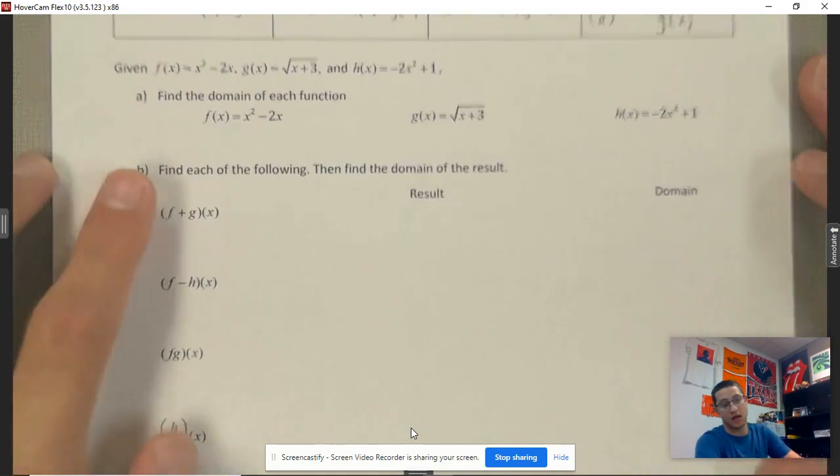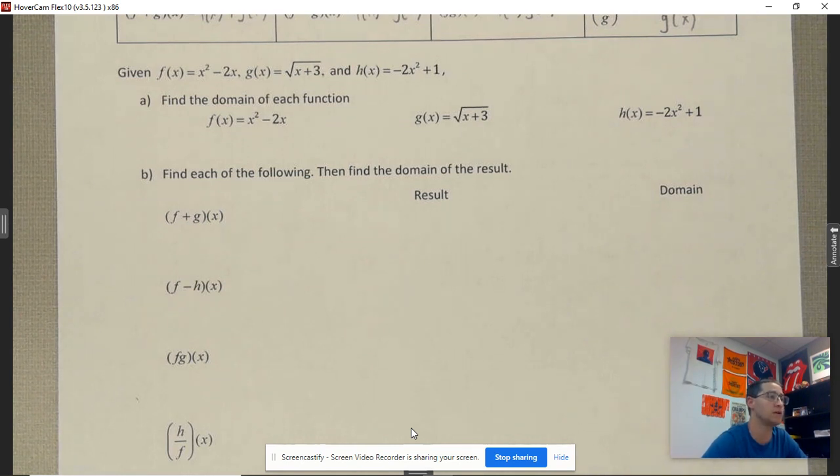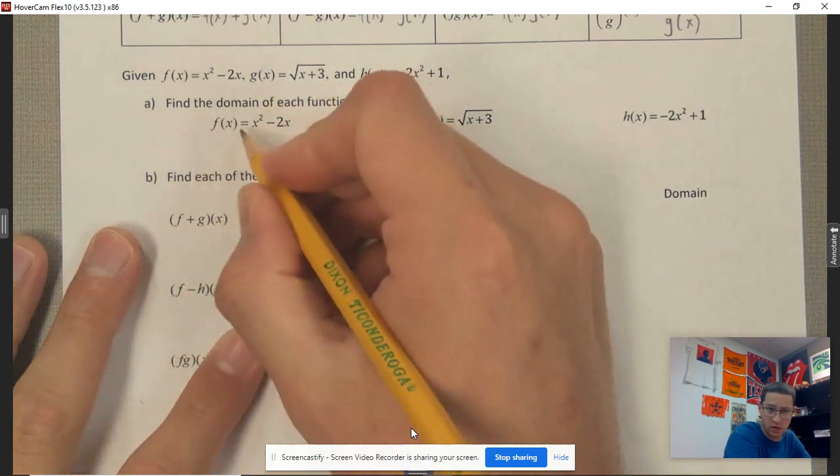All right, so this is kind of just a review of domain. I want to remind you that for the most part, when we're starting off, the only ones we look for on domain are if we have a rational function, where something's on the bottom. We can't divide by zero, so we take that out of the domain. And when we have a square root, we can't have a negative within the square root, so we take the parts that would make it negative out of the domain. Let's look at each of these real quick.